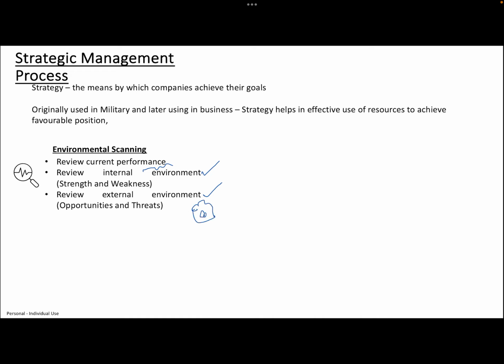Next, the external environment is about what is happening surrounding the company. Your company is here; what is happening around it? What is your competitor doing? How is the government behaving? How is the legal structure in the country? All these things are external factors. We will discuss all these things in chapter 2. Moving on.